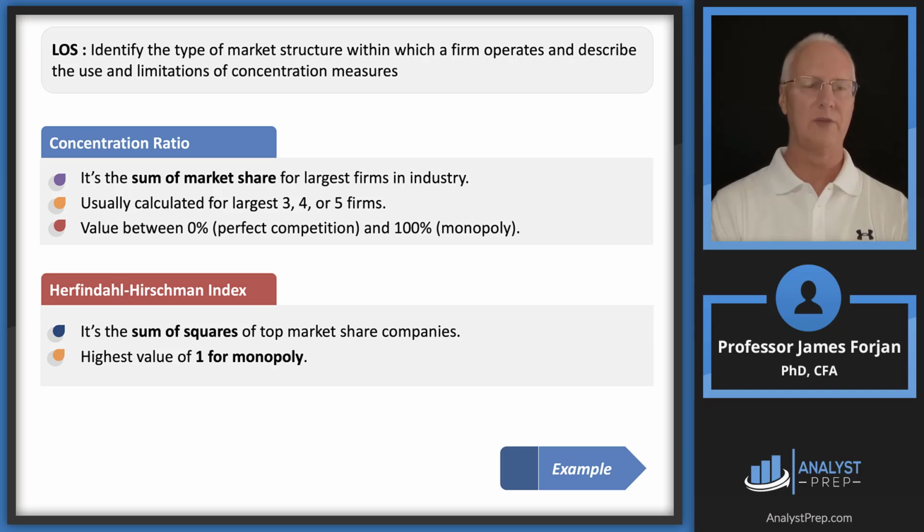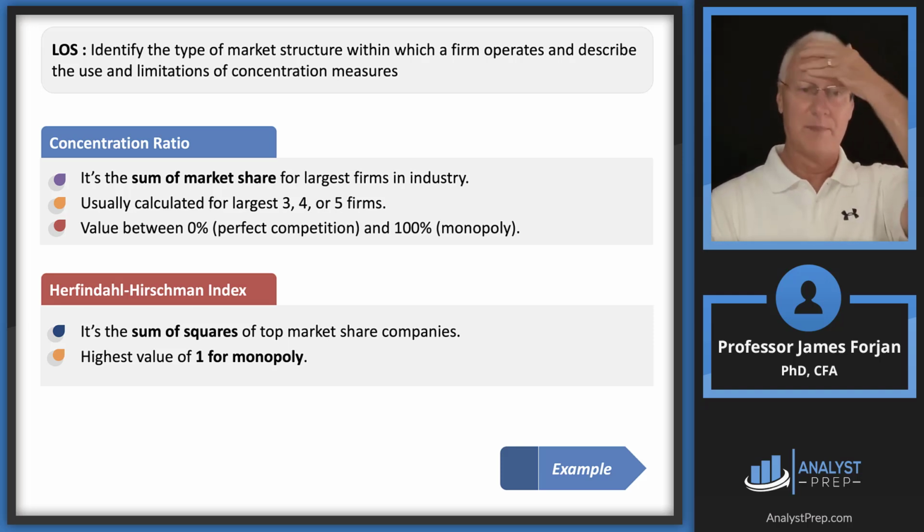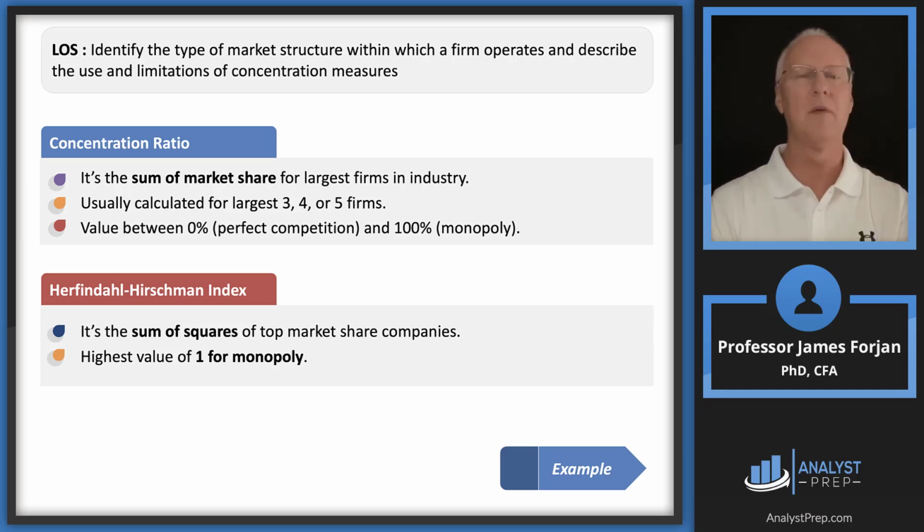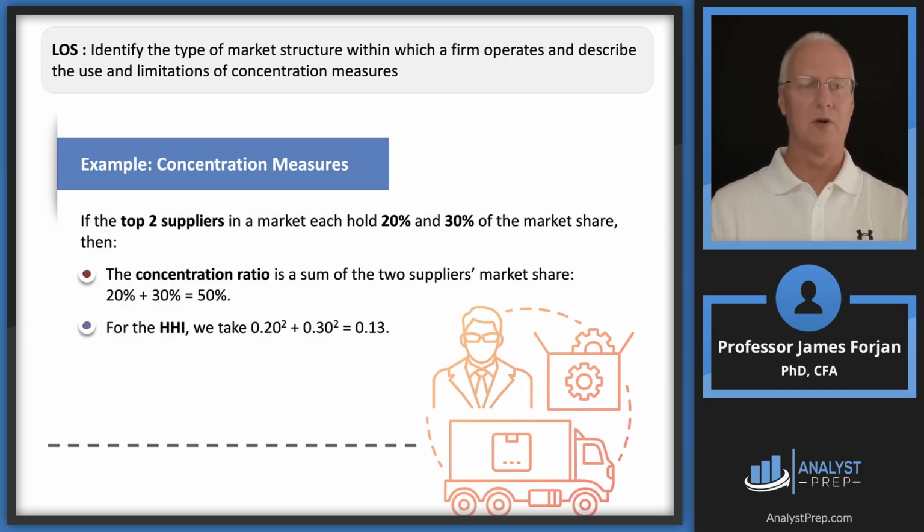So to include all firms, back in the 1940s, these 2 dudes, one was a German dude, one was a US dude, came up with the Herfindahl-Hirschman Index. What they simply did is they squared the market share of all the companies there. Highest value, of course, is 1. Let's do a quick example here, and then I'll tell you a little bit more. So we can do this here. Top 2 suppliers, 20 and 30%. Concentration ratio would be 50, and the HHI would be 0.13.